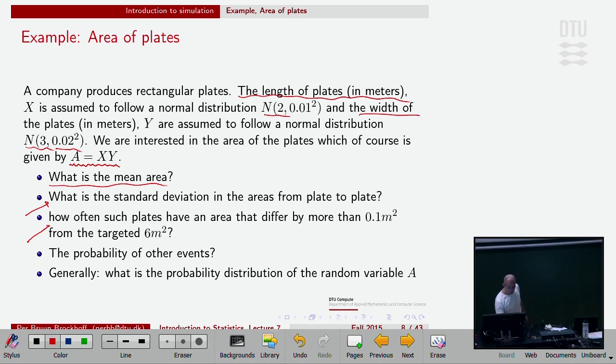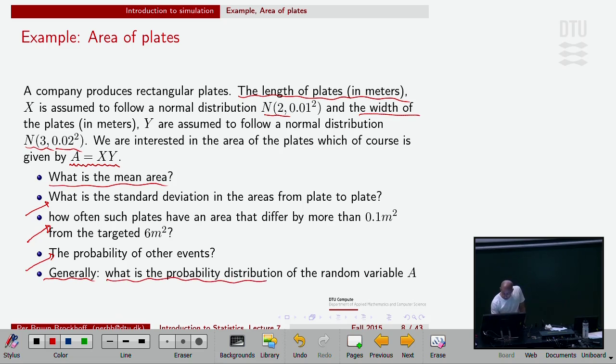Or more things, probability questions. How often are such plates off the target area, which is the 6 square meter thing? How often will it be more off the target than 0.1 square meter, for instance? That's a probability question. How often does that happen when I produce plates? And I say generally the question is that if I can answer that, I could answer all the other ones, actually, if I was clever enough to know how.